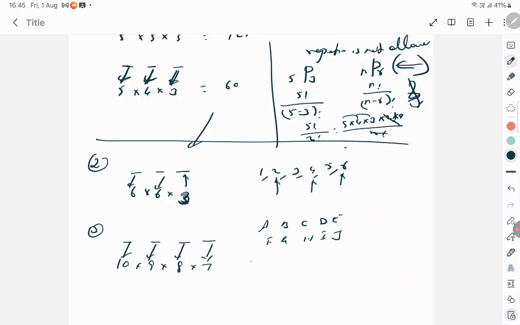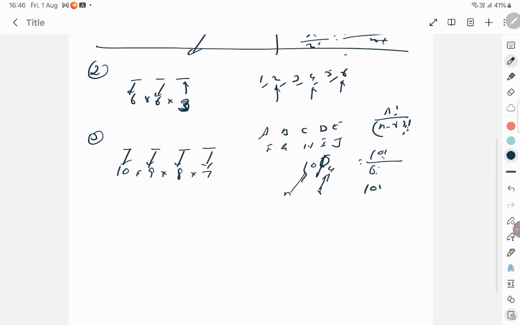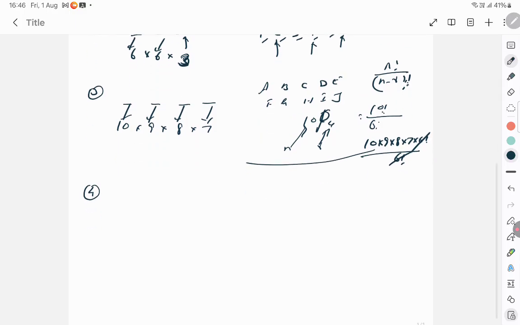You can also do it in a permutation way, which is 10P4. 10 factorial by 10 minus 4 factorial, n factorial by n minus r factorial, where this is your n and this is your r. So it's 10 into 9 into 8 into 7 into 6 factorial by 6 factorial, which gets cancelled. You get the same answer when you multiply, and that's about it. Write your full answer. Let's go to the fourth question.